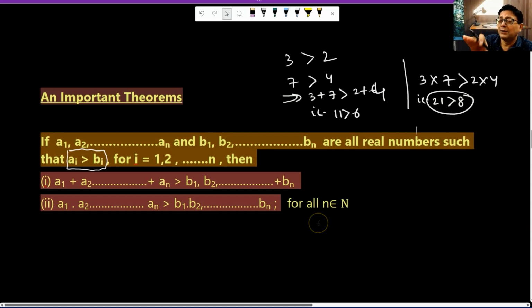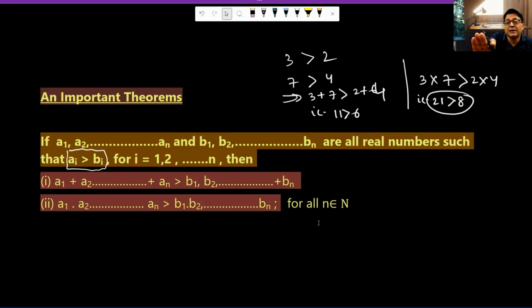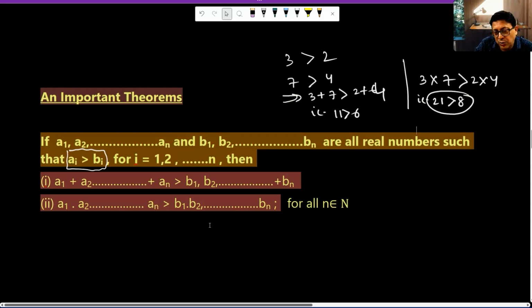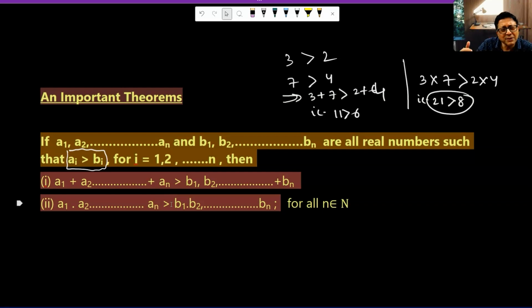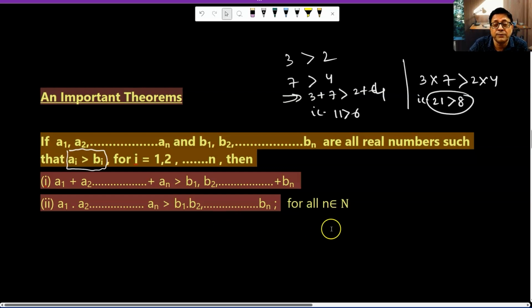Now here, we don't compare numbers. Numbers we compare, but after learning the inequalities. Here, we compare mainly two variables, two expressions or two functions. So I am denoting those quantities like A and B. Many quantities are there, A1, A2, An, one category, B1, B2, Bn, another category. And it is given that all ai are greater than bi. Then you can show that the sum of ai is greater than the sum of bi. The product of ai is greater than the product of bi.